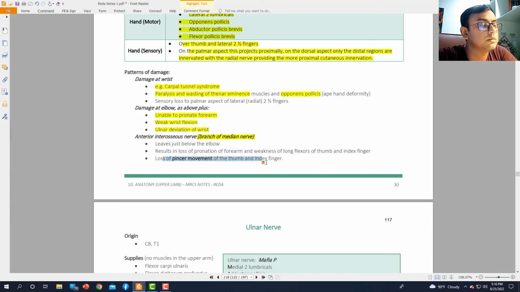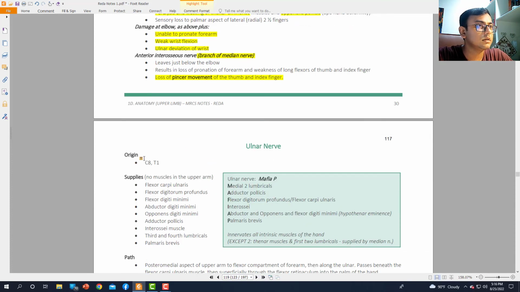It is the pincer movement of the thumb and index finger. Must know. It is called the pinching movement, like this. If I hold a piece of paper with my thumb and index finger and you pull it down, I can't be pulled, because my median nerve is powerful, my interosseous nerve is powerful. This is called the pinching movement. It is also called the Froment test.